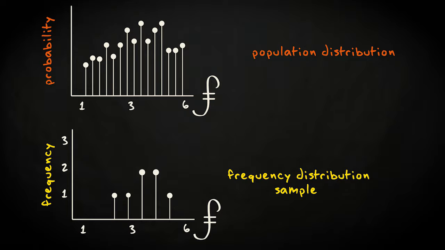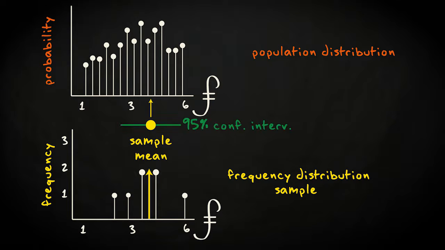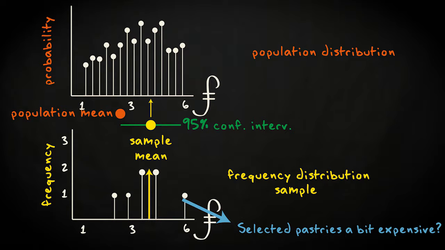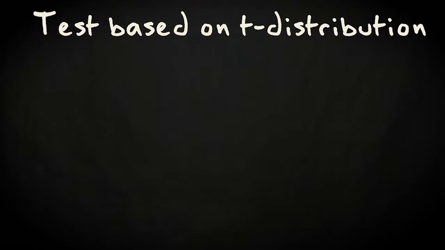Now you could, on the basis of your sample, estimate the mean price of pastries in the shop with a confidence interval. Or you could test whether the confectioner has given you pastries that are a bit on the expensive side, if you knew the amounts and prices of all the pastries in the shop and could then calculate the population mean. The standard probability distribution available to answer these questions would be the t-distribution.